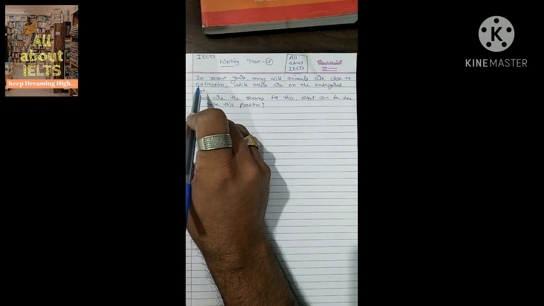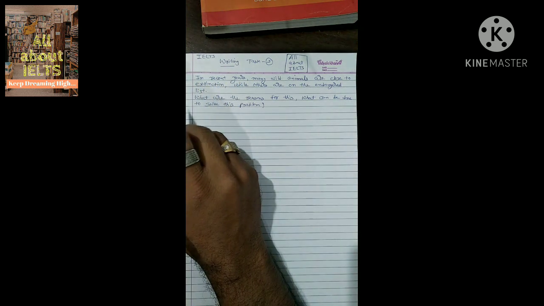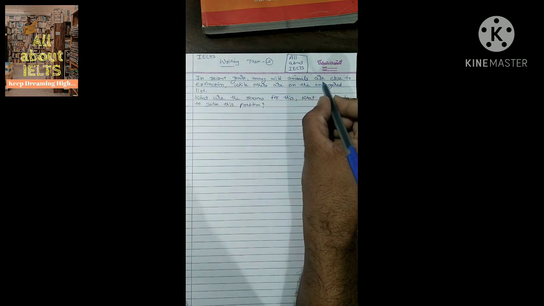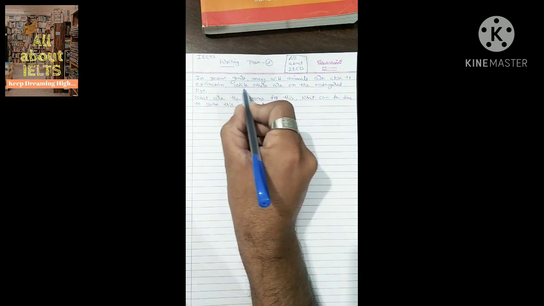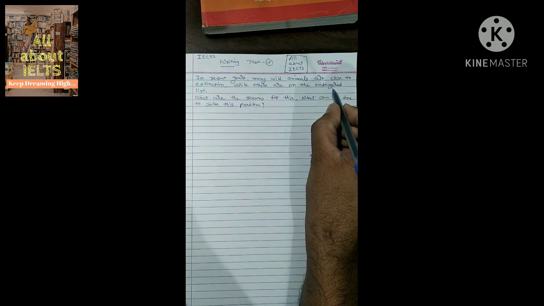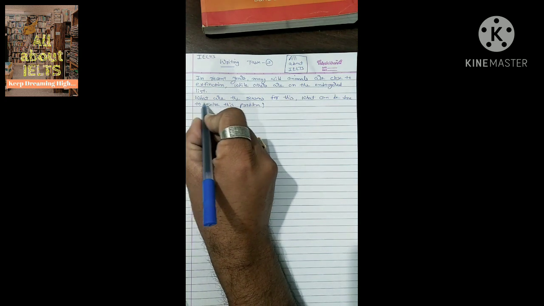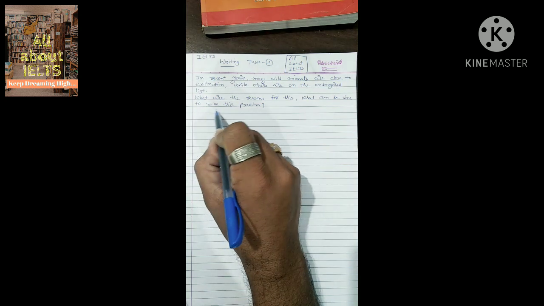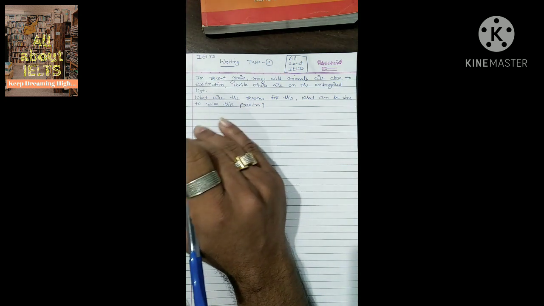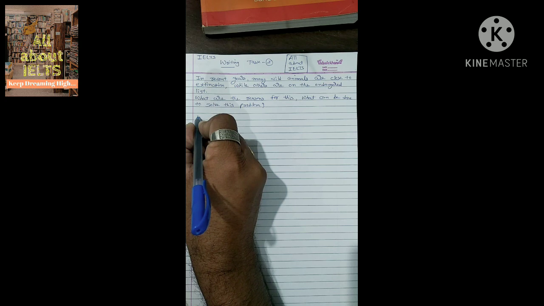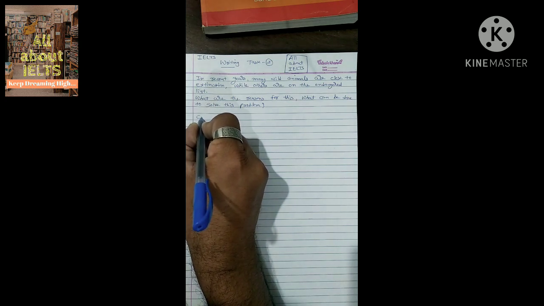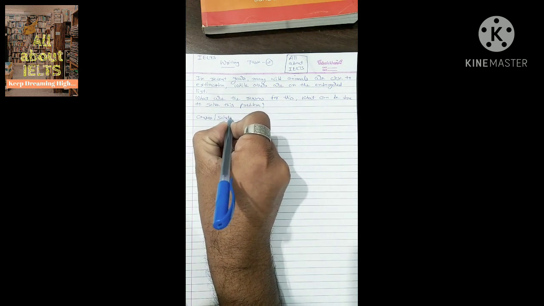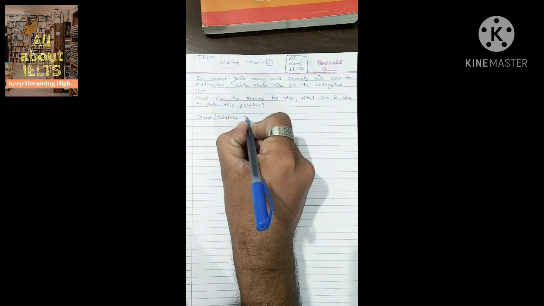Now we're gonna look at the question prompt. It says here, in recent years, many wild animals are close to extinction, while others are on the endangered list. What are the reasons for this and what can be done to solve this problem? Okay, so this is a causes and solutions essay.